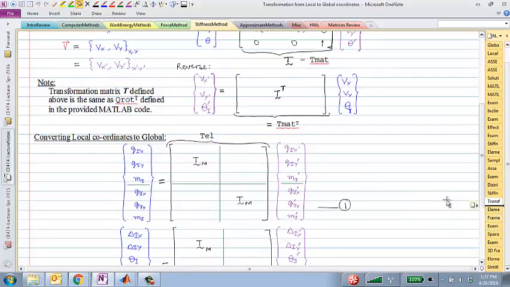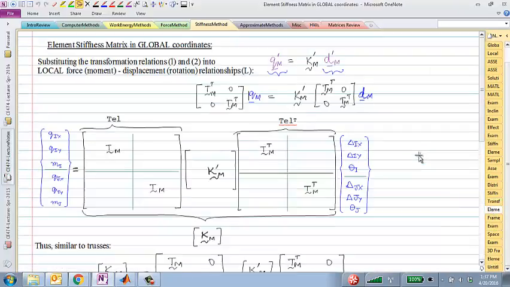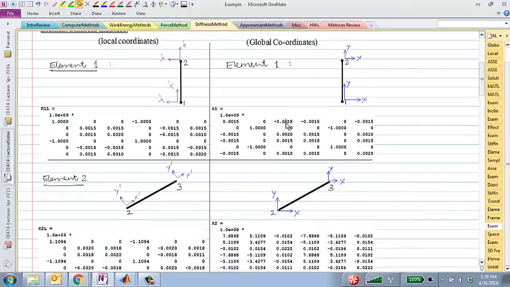So again, MATLAB would be able to calculate this very quickly for me, just doing T times K times T transpose. MATLAB would do that very quickly for me. And that's how we get this new 6x6 matrix.